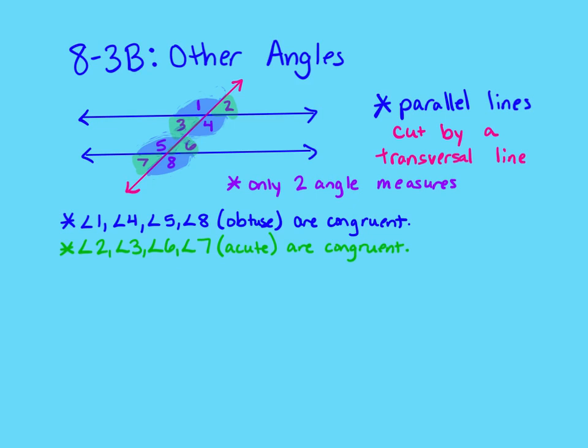Now look at angles 2, 3, 6, and 7. These are all acute angles. We see them highlighted in green. And they're also all congruent to each other. They all appear to be the same size, and that's because they are. So if I knew the measure of angle 3, then that's going to be the same thing for angles 2, 6, and 7. Also notice that angles 1 and 2 make a straight line, so I know that those two added together are 180 degrees. So really, if I knew one angle in this diagram, I could find all the other angles.